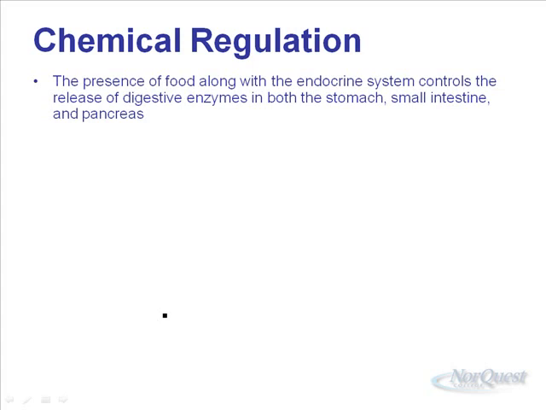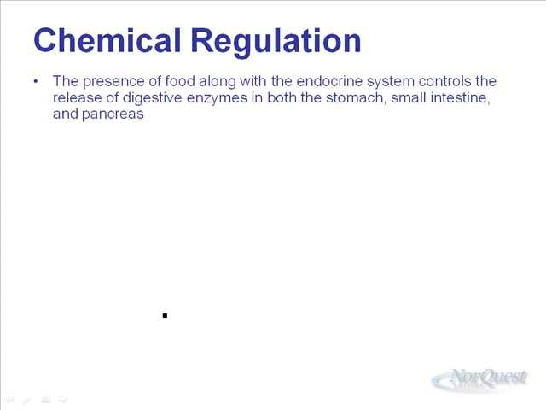Now, all of this has to be regulated by something. We don't just have enzymes floating around in our intestine and stomach waiting for something to happen. That wouldn't be efficient or useful. So it's all regulated by chemicals. So a couple of things that regulate when digestive enzymes are going to be secreted into our stomach or small intestine are, first of all, the presence of food.